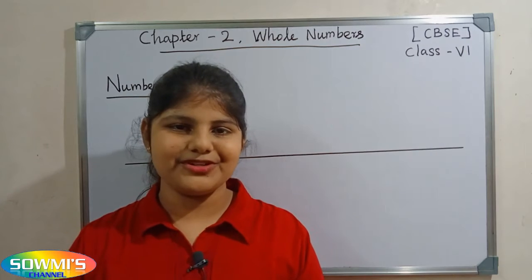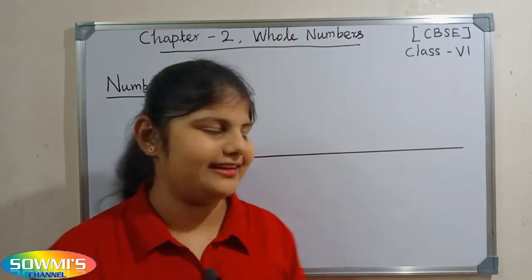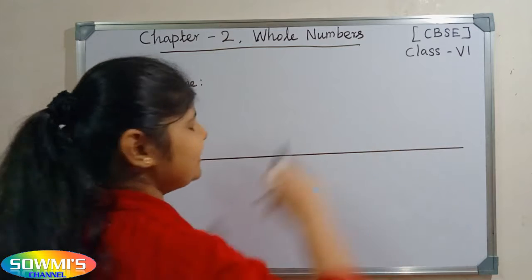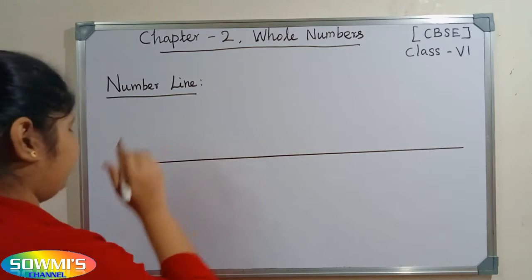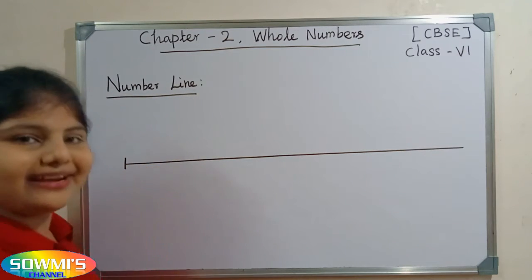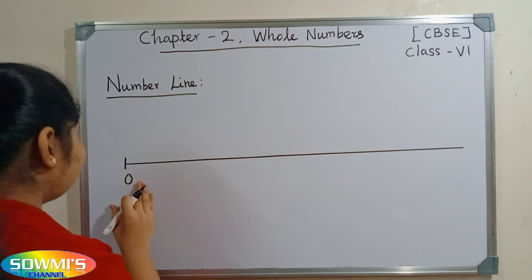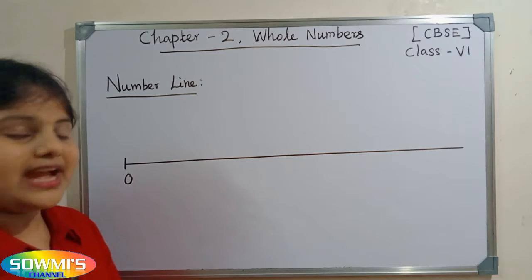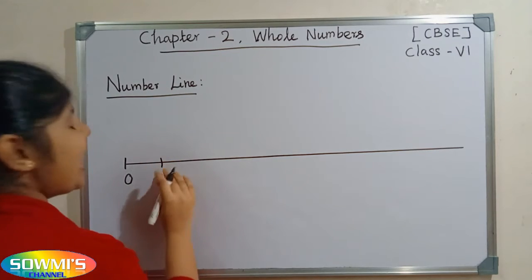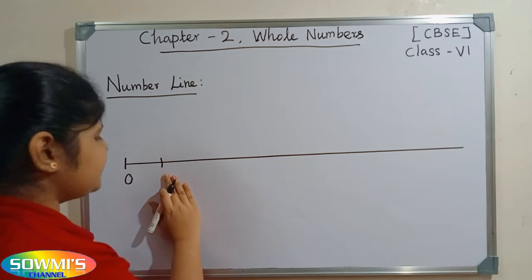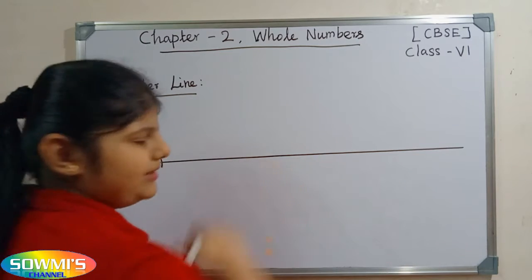Now we will see how to represent the whole numbers on the number line. First we have to draw a horizontal line like this. Next we have to keep a starting point on it and we have to name it as 0 because the whole numbers start with 0. Next we have to mark the points at an equal distance to represent the whole numbers on the number line.